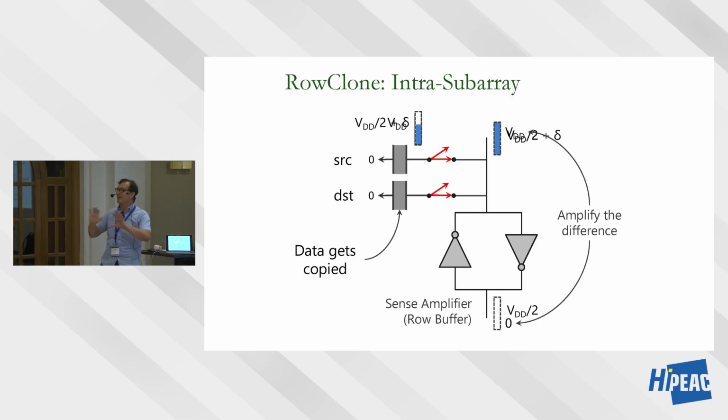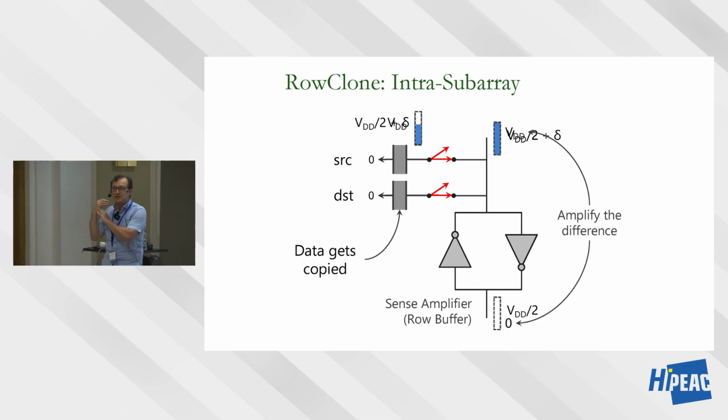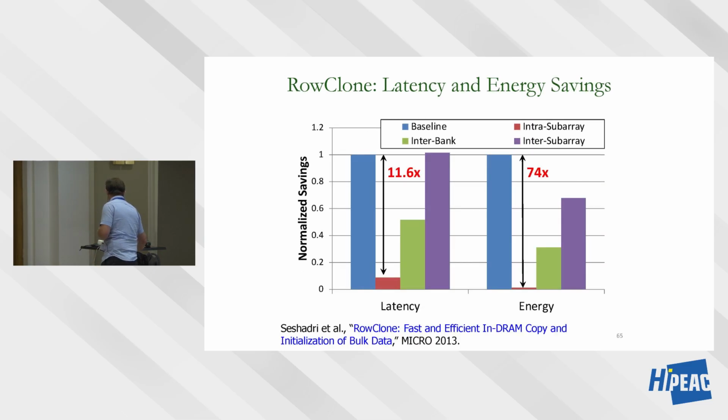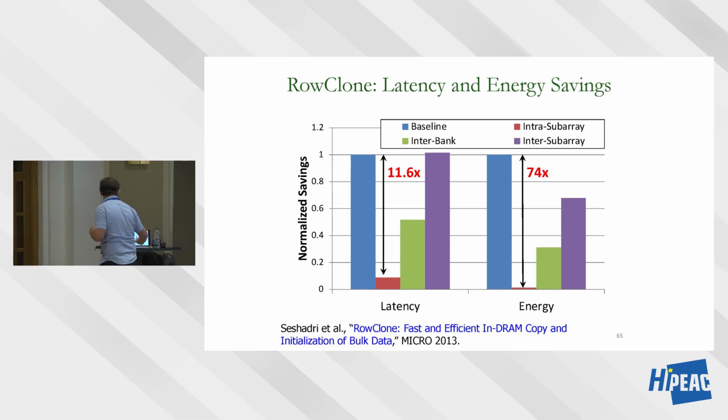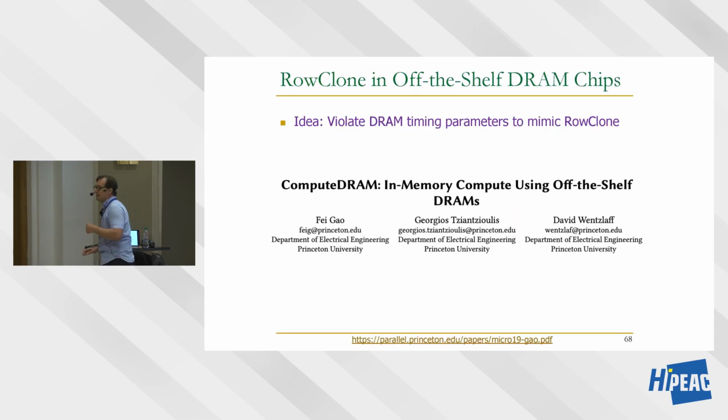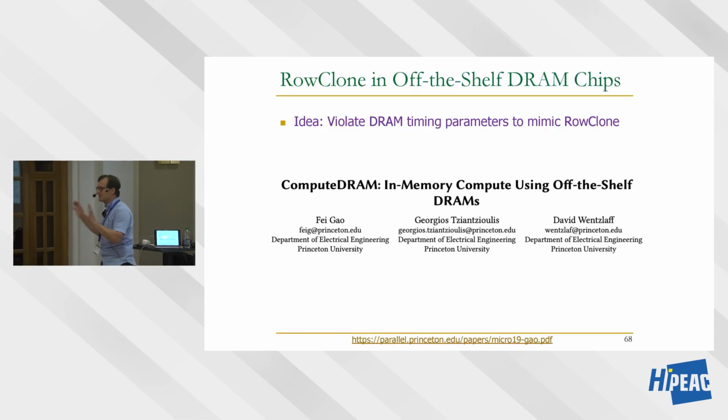This works perfectly nice in DRAM. This is how it's supposed to work. We're just taking advantage of it to do a copy. And copy initialization is a special case of copy, right? If you want to initialize a row, you initialize one row to 0 and copy it to other rows, for example. Okay, so you get significant latency savings and energy savings. These are DRAM energy numbers, so you can see the numbers over here. And in the paper we discuss application-level impact and benefits. It's pretty good.